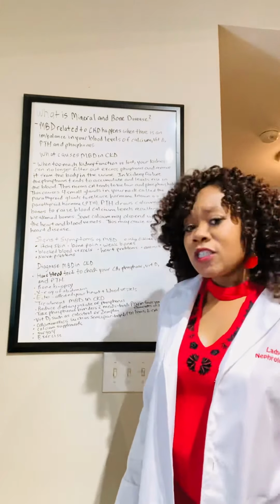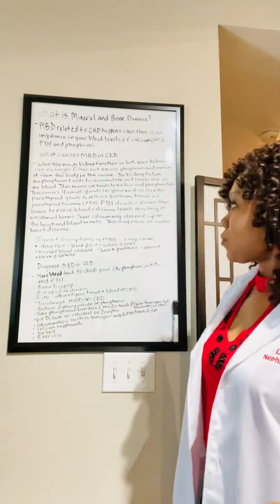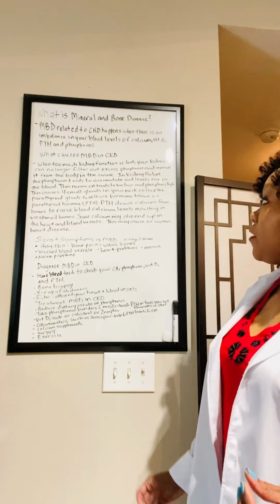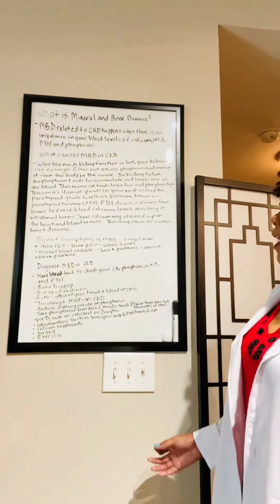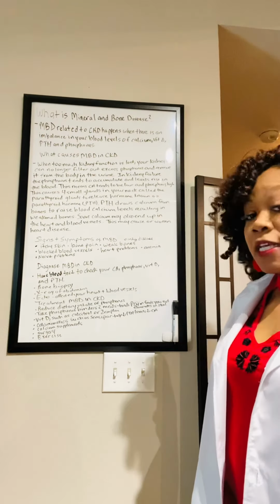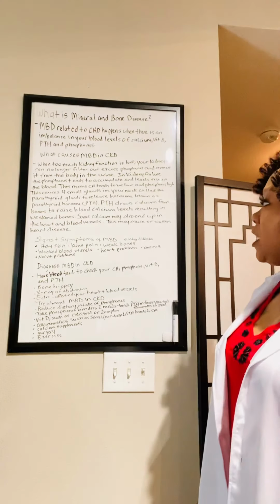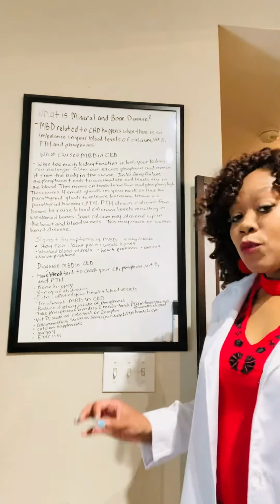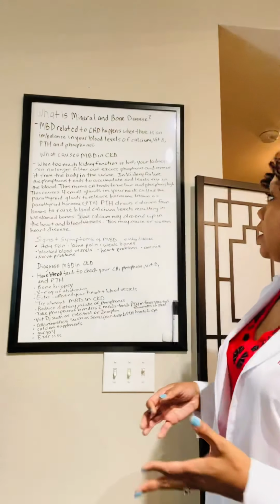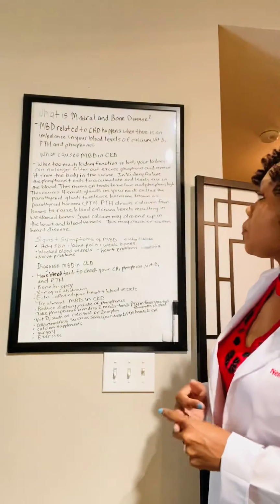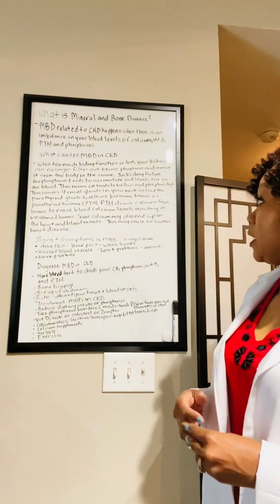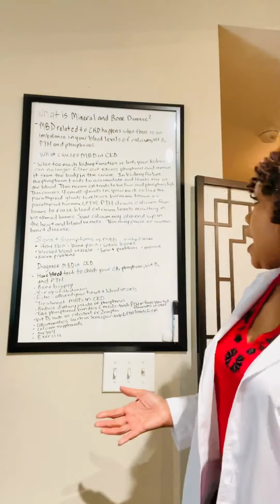So what causes mineral bone disease in CKD? Well, when too much kidney function is lost, your kidneys can no longer filter out the excess phosphorus and remove it from the body in the urine. So in kidney failure, the phosphorus tends to accumulate and levels rise in the blood. So you will have a high phosphorus level, and that means calcium tends to be low and then your phosphorus goes high.